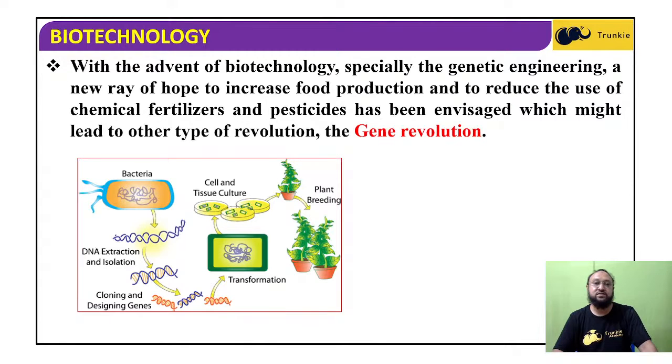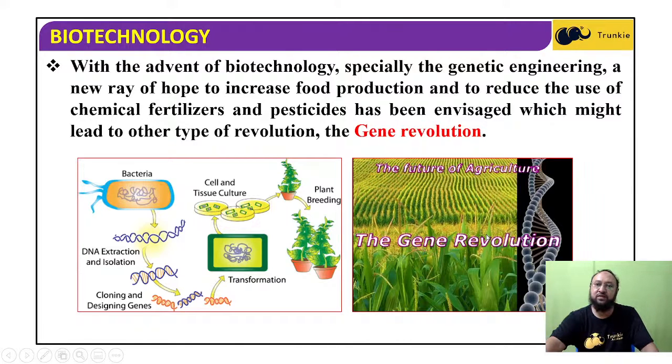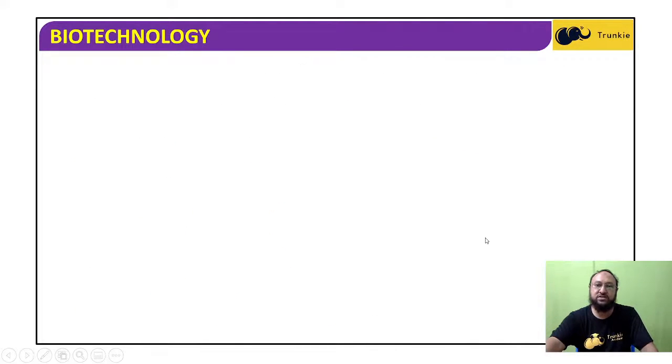Bacteria have a circular DNA called a plasmid. We can integrate part of a gene or DNA into that plasmid so that we get our desired trait. Then cloning and designing genes, then transformation, tissue culture, and then we get a plant of our desired trait. So that is the gene revolution. The future of agriculture is dependent on the gene revolution.